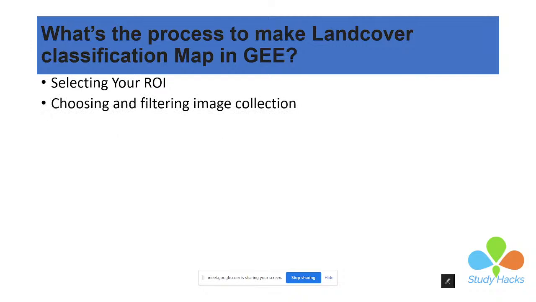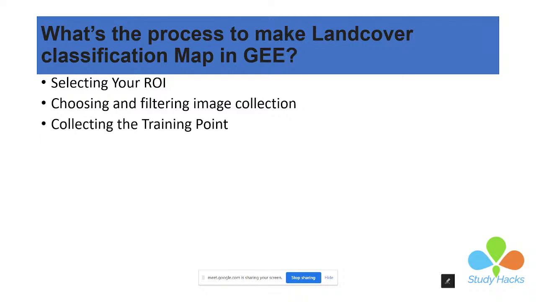Then you need to choose and filter the image collection. In this part you need to filter your image collection. It can be Landsat, it can be Sentinel, a different time period, or you can also filter by different image properties. Okay, so the second step is that you choose your image and filter your image collection according to your properties.